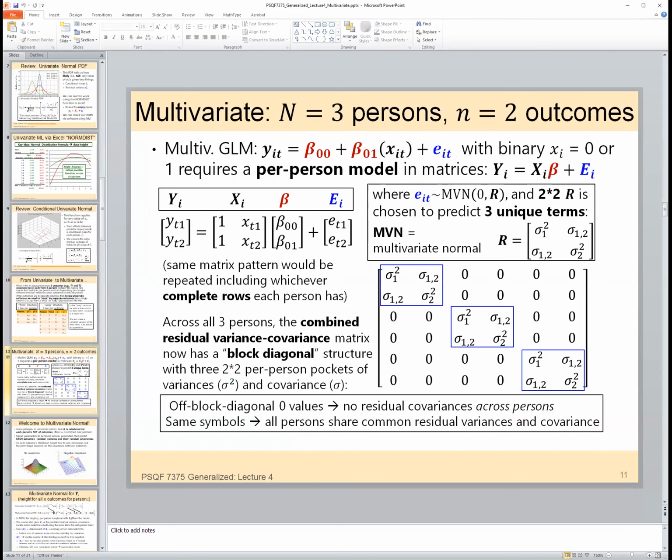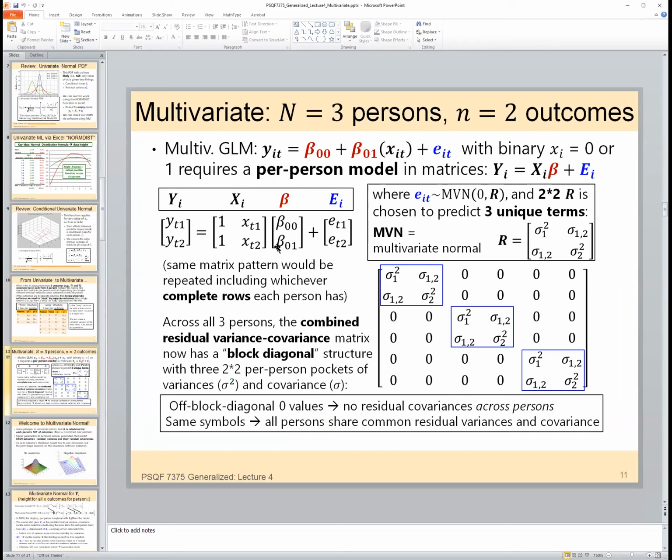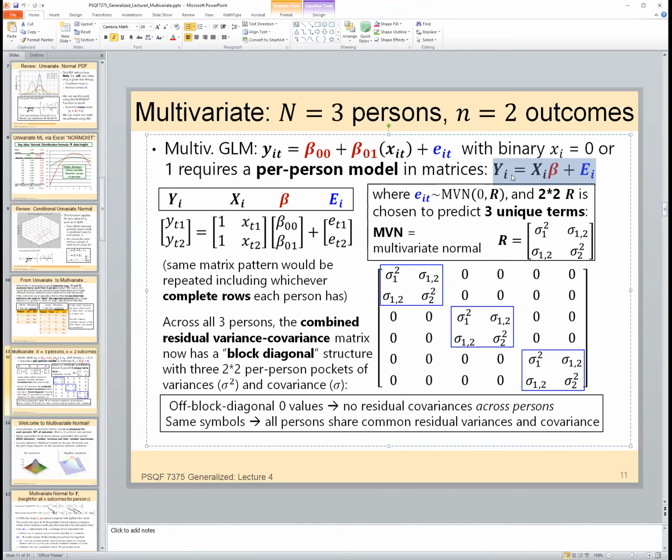So if we have data that are from 3 persons and 2 occasions, like on the previous slide here, now we change the notation such that rather than talking about a matrix that holds all the observations across everybody, each person gets their own set of matrices. So Y sub I is the vector of outcomes for person I specifically. X sub I is the matrix of predictors that have fixed effects where it's person I's predictors specifically.